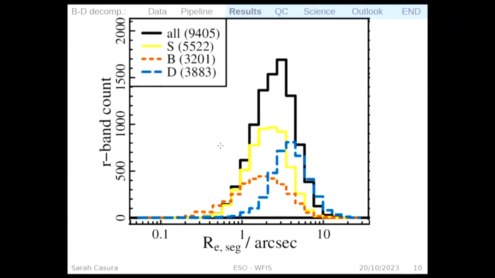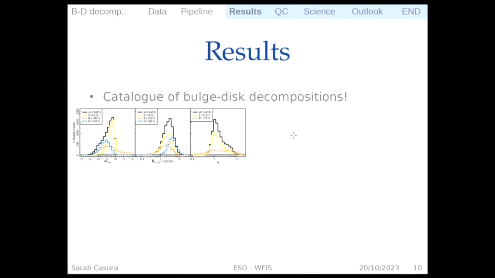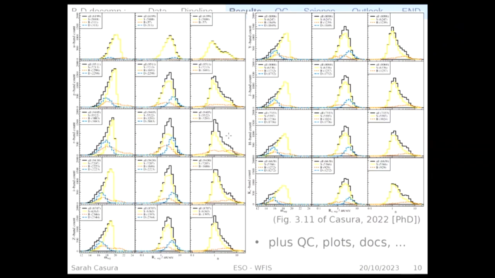Here's a visual representation of some of the information contained in the catalog. So this is a distribution of the sizes of galaxies, their effective radii, for all galaxies in black, for the single component galaxies in yellow, and then for bulges and disks in red and blue, respectively, for galaxies that actually contain 2 components. Some galaxies don't. Now let's add to this the 2 other main parameters of the Sersic function, which are the Sersic index and the magnitude. And so this is a representation of the r band, and then I told you we did this for all 9 bands. So here's a full representation of the structural parameters contained in the catalog. Plus then we have lots of information on quality control and some plots and documentation, etc.